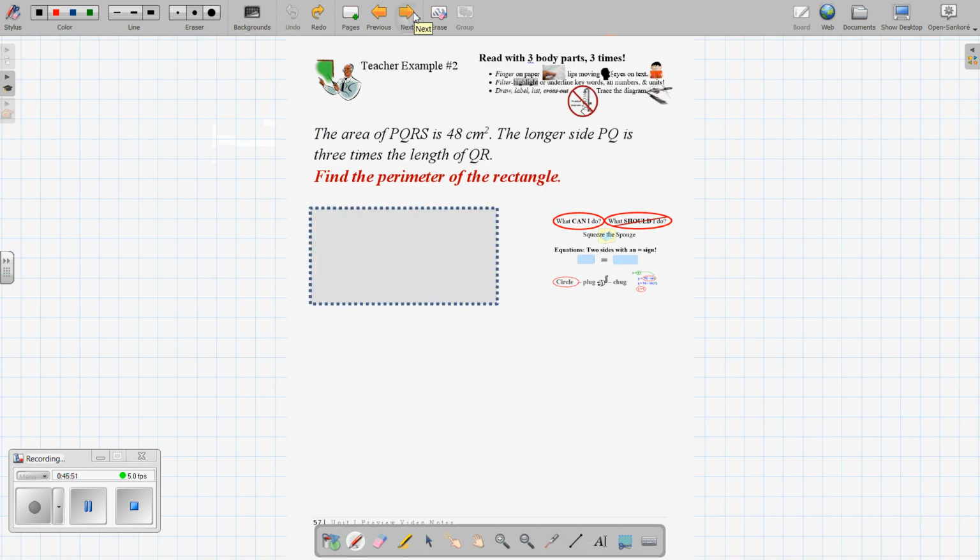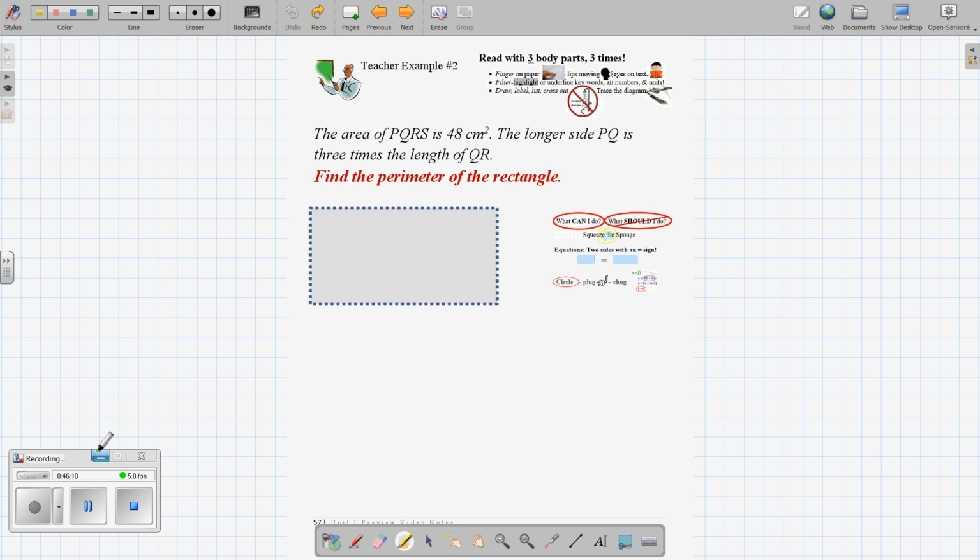Let's try another one together. The area of PQRS is 48 centimeters squared. The longer side PQ is 3 times the length of QR. Find the perimeter of the rectangle. Read it three times with three body parts.